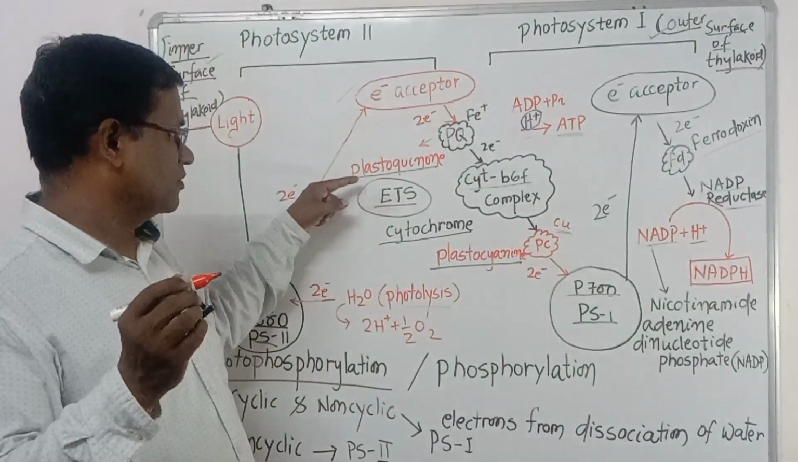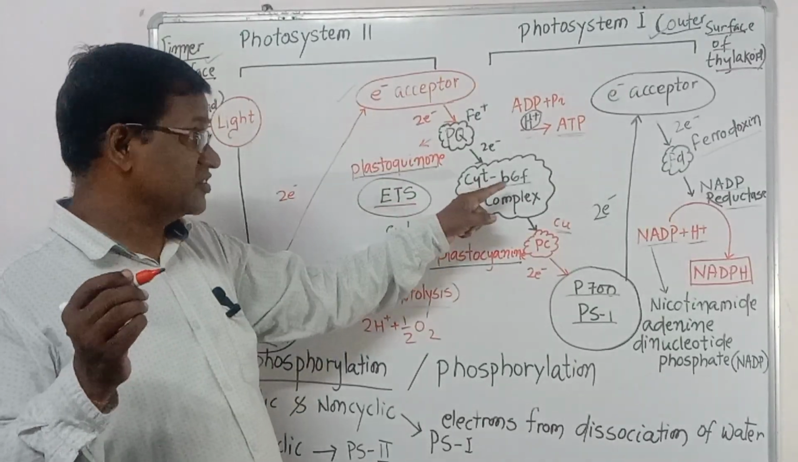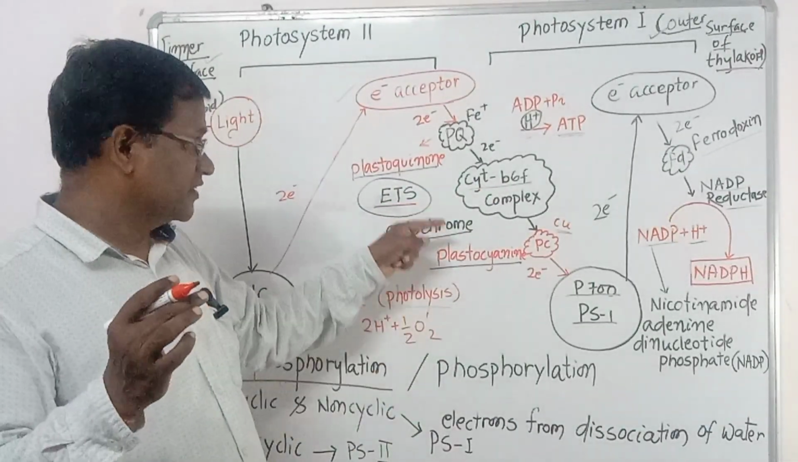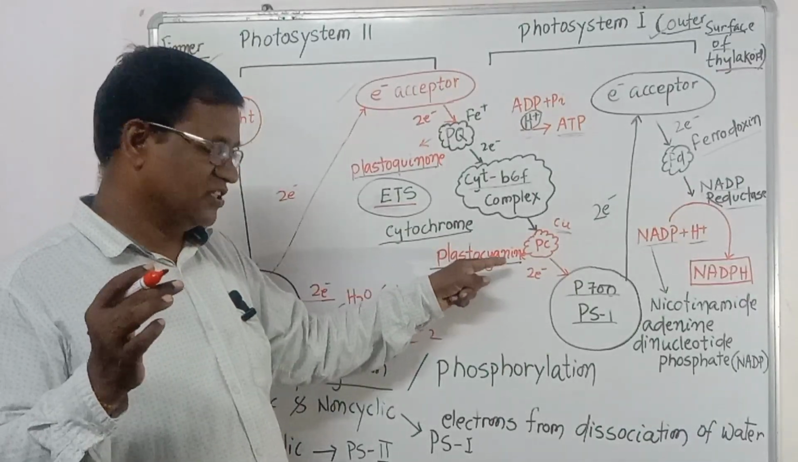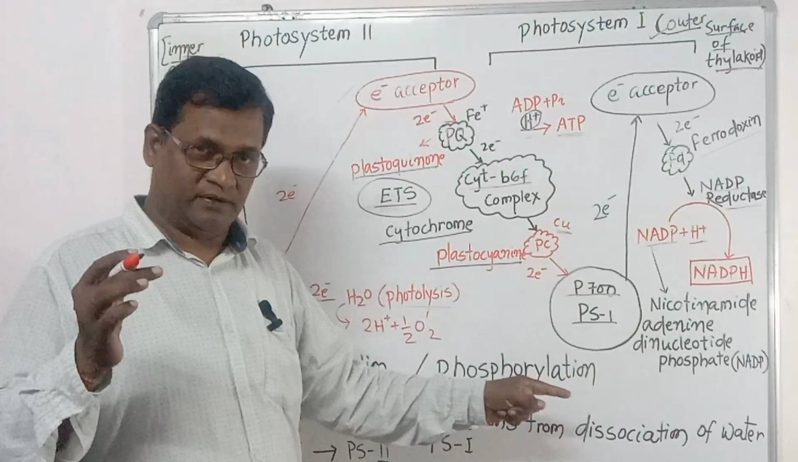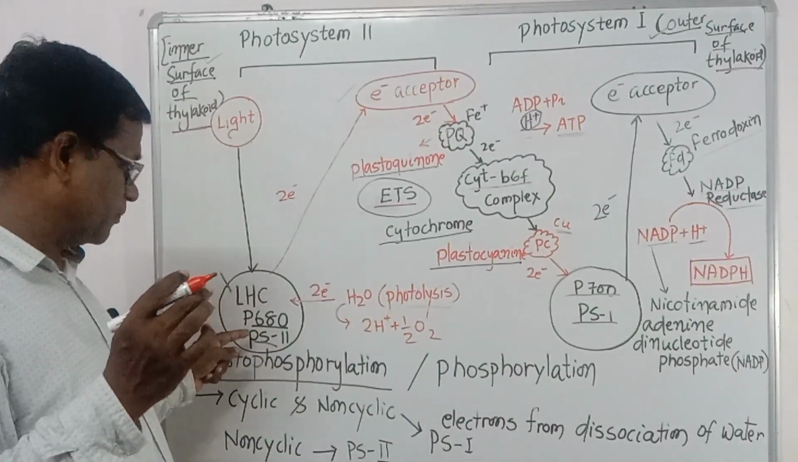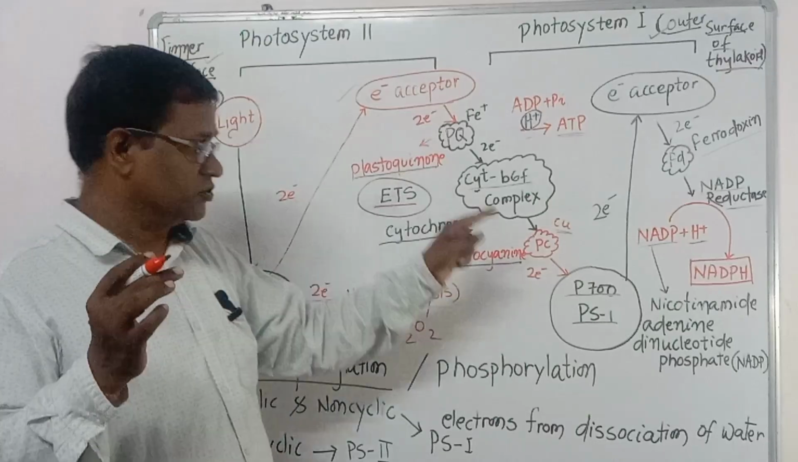First, the electron is received by plastoquinone. After that, it is given to the cytochrome b6f complex. After that, it is given to plastocyanin. After that, it enters photosystem 1. Means two electrons move from photosystem 2 to photosystem 1.